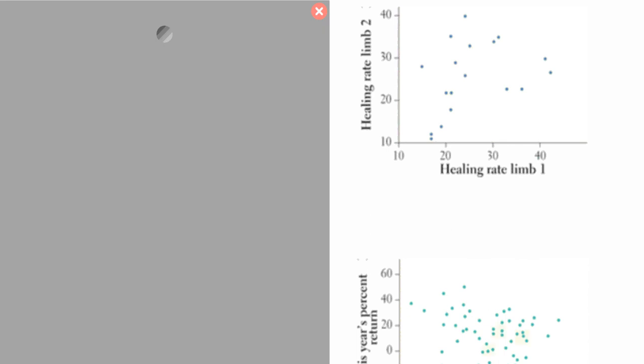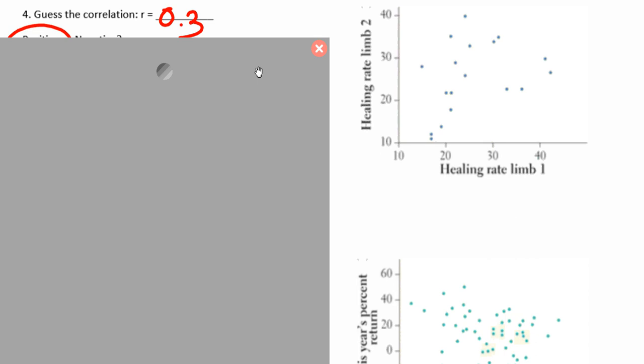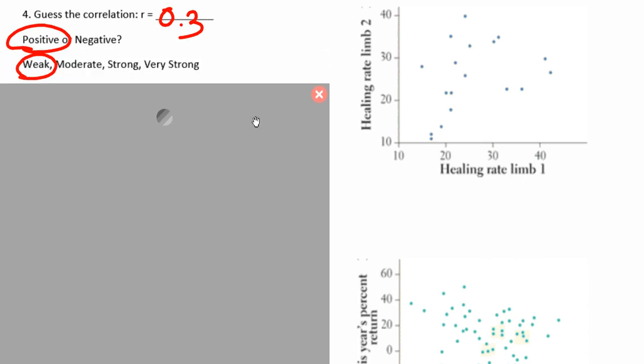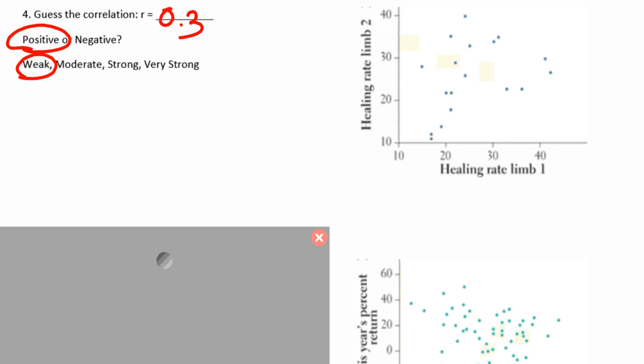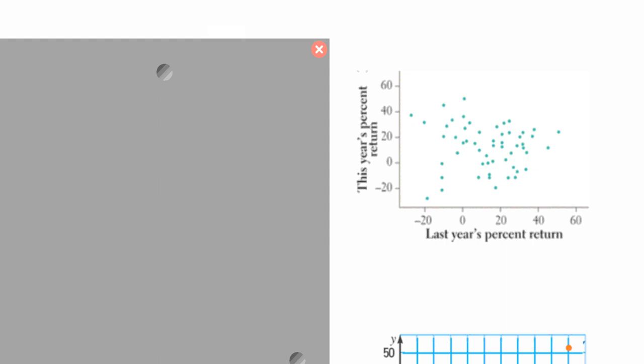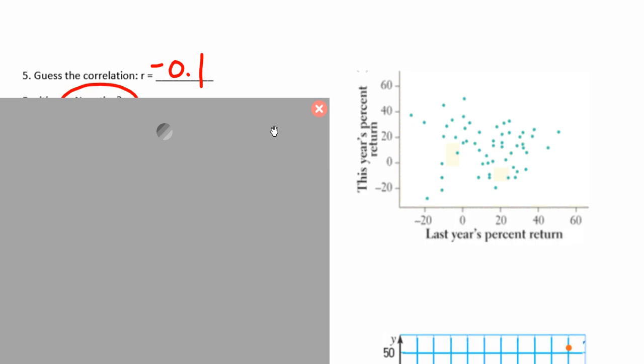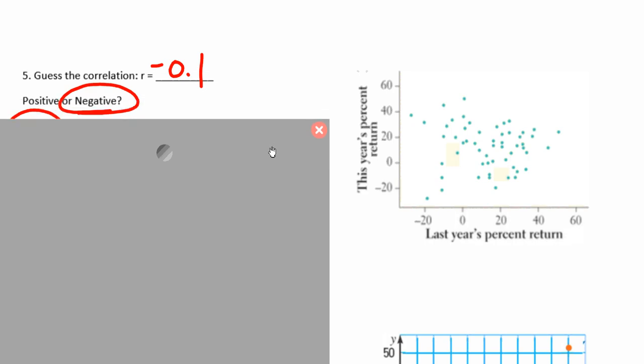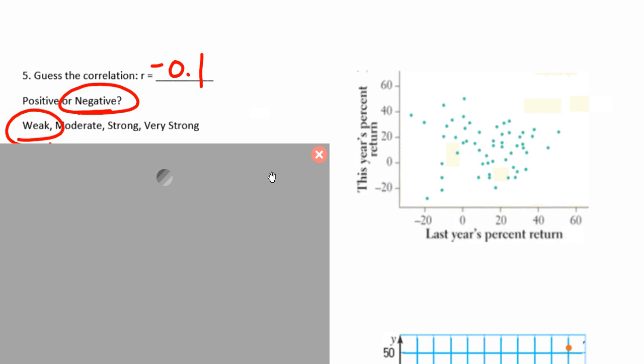All right, our explanatory variable for healing rate is limb 1, and the response is limb 2. The correlation coefficient is 0.3, so it's a positive but weak relationship. When we look at last year's percent return as the explanatory variable and this year's percent return as the response, the R value is -0.1. So we can see it's a negative relationship where you see decreasing, and it's weak because it's very close to 0.